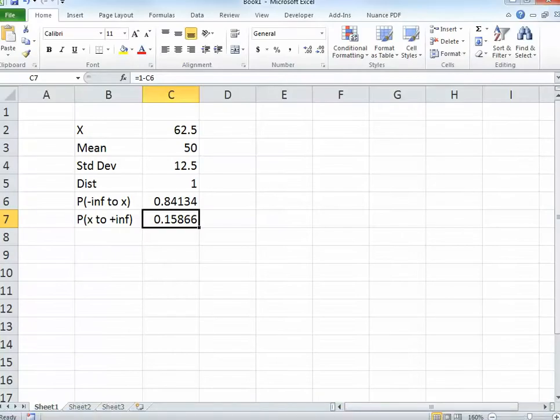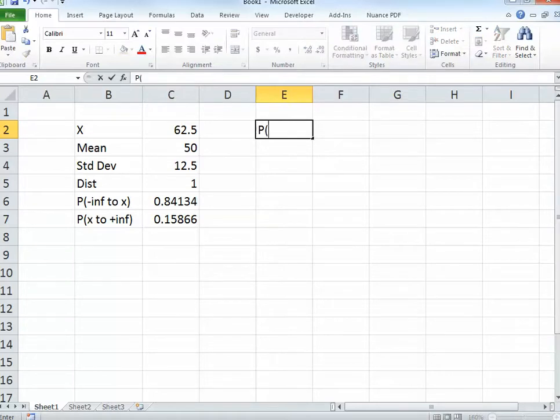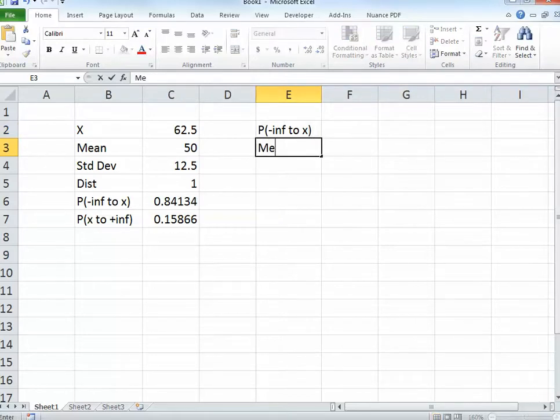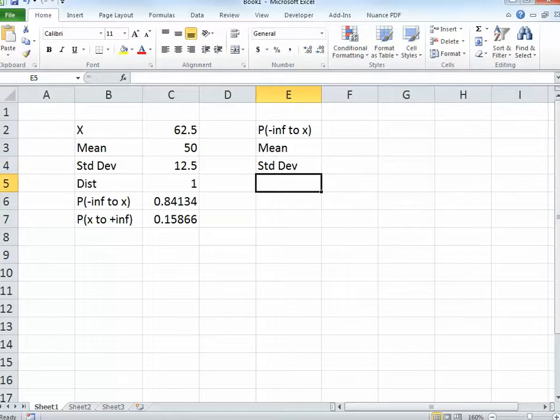So going back to the example that we have previously, in this example, we're going to start from a probability from negative infinity to x. We still need to know the mean or the center of the distribution and the standard deviation of the distribution. But the output for the norm inverse function will actually be a value.